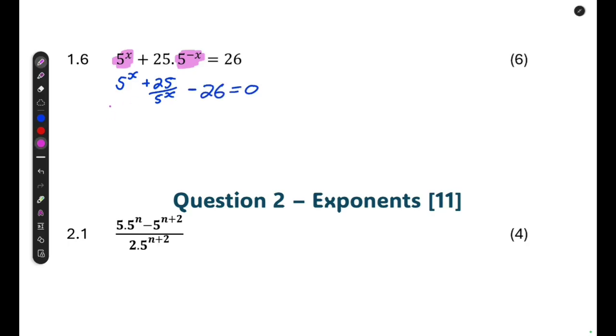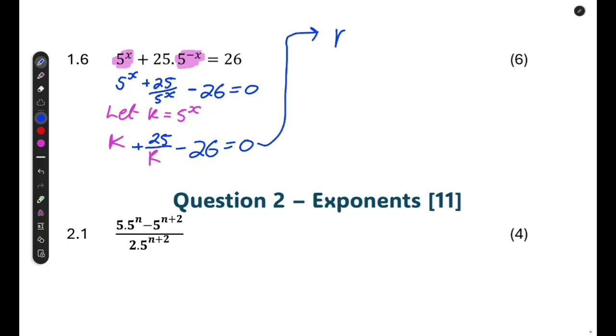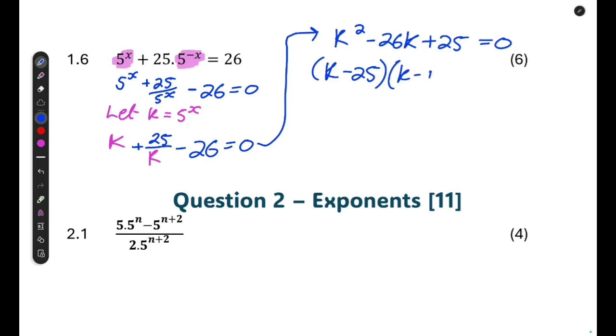Now I can say let k equal the thing that repeats, so let k equal 5 to the power x. So that would make this a k, and then plus 25 over k minus 26 equals 0. Okay, that looks horrible, so I am going to multiply by the LCD. So this would be k squared minus 26k plus 25 equals 0. If I do the trinomial there, (k − 25) and then (k − 1). If I add them, I get to 26 again, so I know I am right. Therefore, k equals 25 or k equals 1.